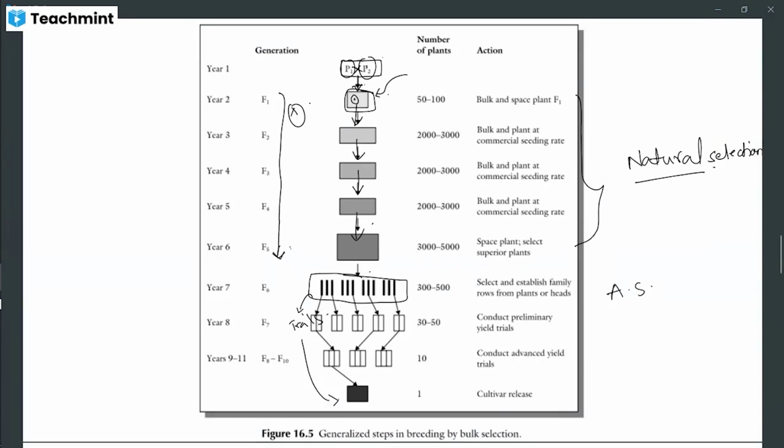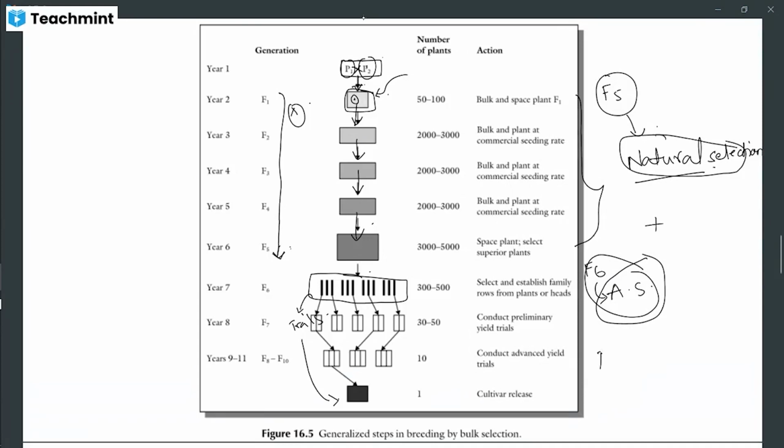So the only difference between bulk breeding and pedigree breeding is that the procedure is otherwise similar, except that up to F5 you will be performing natural selection, and from F6 you will be performing artificial selection. As both natural selection and artificial selection are involved, this breeding method is known as the evolutionary method.